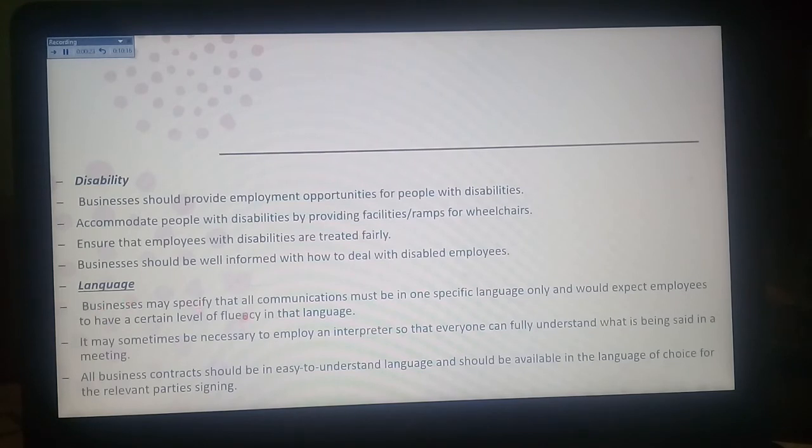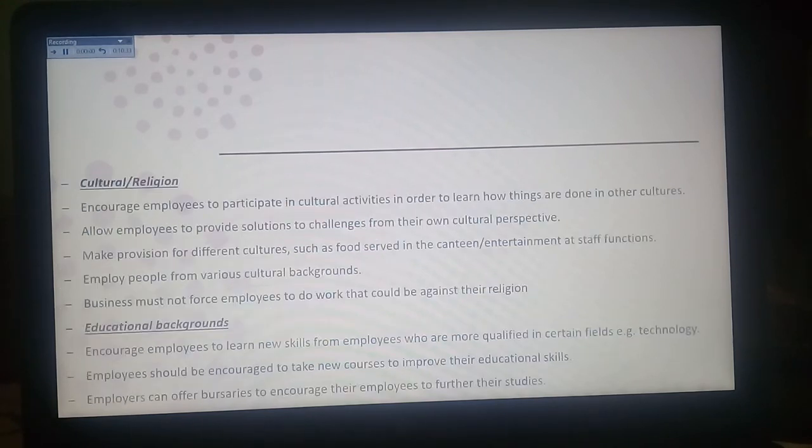Language: a business may specify that all communication must be in one specific language only and expect employees to have what? A certain level of fluency in that language. All right? Maybe sometimes it is necessary to employ what? An interpreter, so everyone will fully understand what is being said in the meeting.